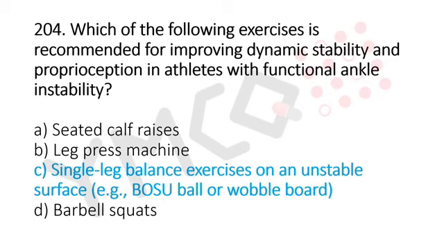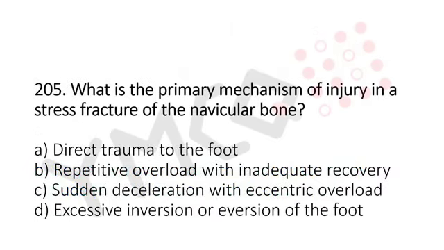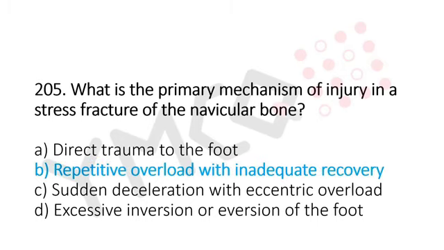Now let's move to question number 205. What is the primary mechanism of injury in stress fracture of the navicular bone? Option A, direct trauma to the foot. Option B, repetitive overload with inadequate recovery. Option C, sudden deceleration with eccentric overload. Option D, excessive inversion and eversion of the foot. And the answer is option B, repetitive overload with inadequate recovery.